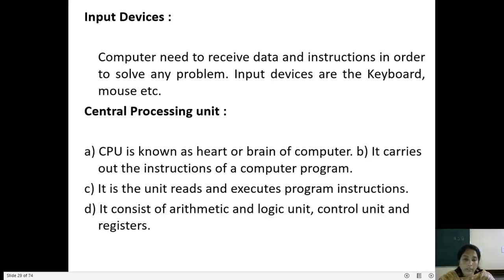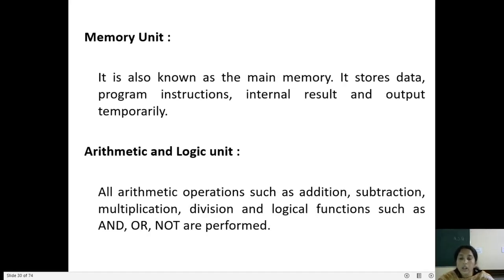Okay, so let's see. An input device helps the user to enter the data to solve any problem. As I just told you, it helps the user through the keyboard and mouse. CPU is the brain of the computer. It carries out the instructions. It reads, writes and executes the instructions. It consists of ALU, control unit and registers. And there is memory. Memory is divided into two units, primary and secondary. Data, instructions, internal results and output are stored temporarily in primary memory, but in secondary memory they are stored permanently.